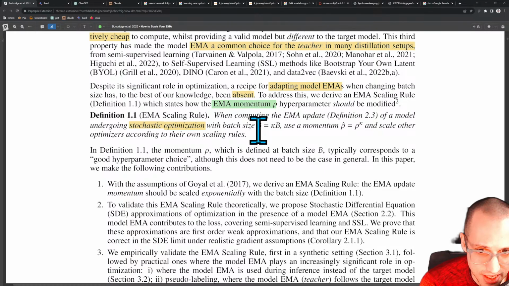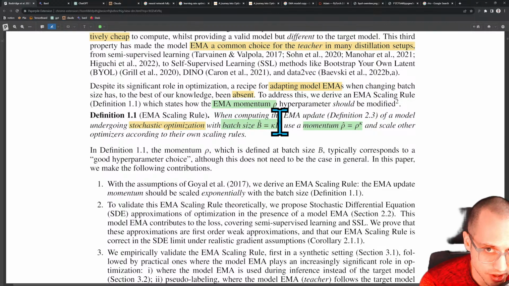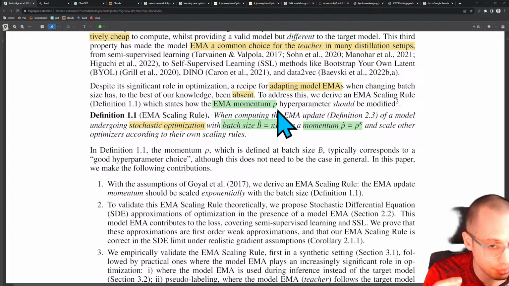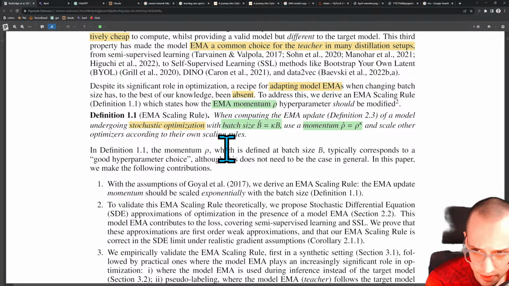With batch size b hat equals k b. So you have some batch size b hat, and then k is maybe a number to scale the batch size. Use a momentum rho hat equals rho to the k. Okay, so they haven't really told us what k is yet, and scale other optimizers according to their own scaling rules. I'm going to guess k is a scaling factor. So you have some batch size, maybe 32, something like that, and then k would be the number that makes it either big or small. So it's the scale on that batch size.